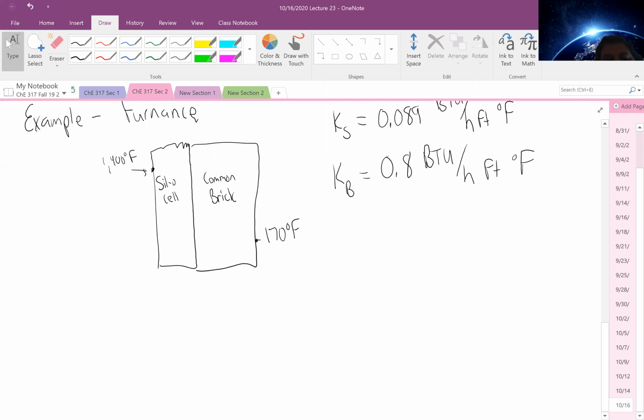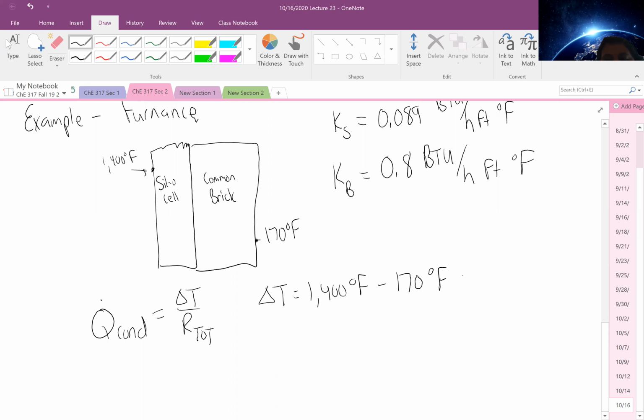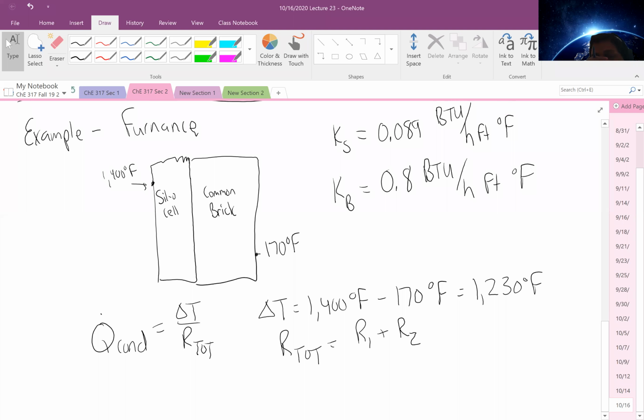That means to find the conductive heat transfer rate, I need to identify delta T over R total. For this problem, delta T is simply 1400 degrees Fahrenheit minus 170 degrees Fahrenheit, which gives us a value of approximately 1230 degrees. R total is simply the sum of the two resistances, R1 and R2, or the resistance in the silocell brick layer and the resistance in the common brick layer. So to solve this problem, I have to identify these two thermal resistances.